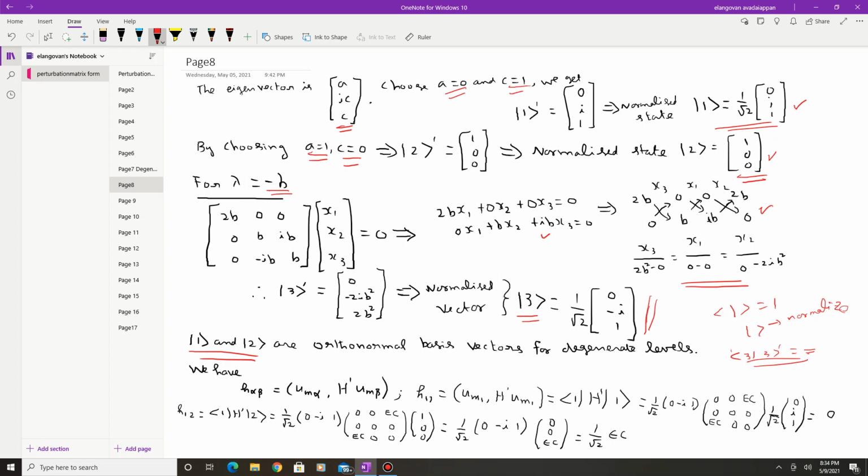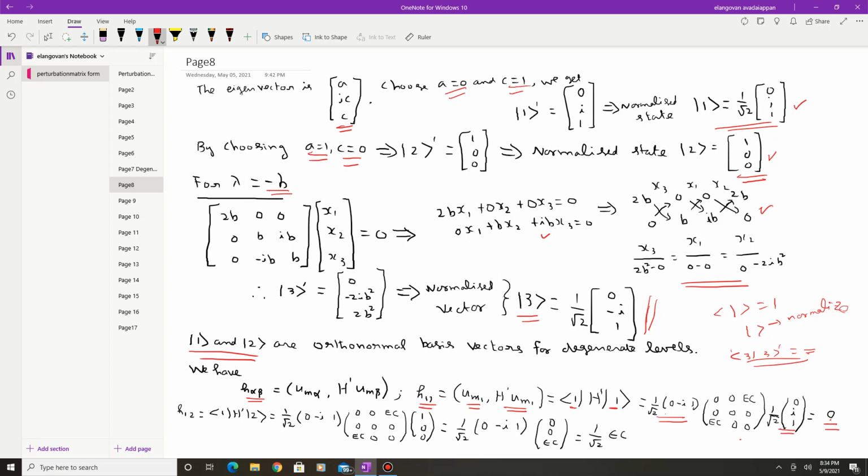Now let us say we are having an expression like H alpha beta. This is the only element in the H matrix, u m alpha comma H prime u m alpha. These are the orthonormal states. So if you want to evaluate H11, alpha is equal to 1 and beta is equal to 1. This is u m1, H prime, u m1. So this is state 1 and this is bra 1. So substitute bra 1 and get 1 here, and for H prime the evaluation will be 0. So H11, this element is 0.